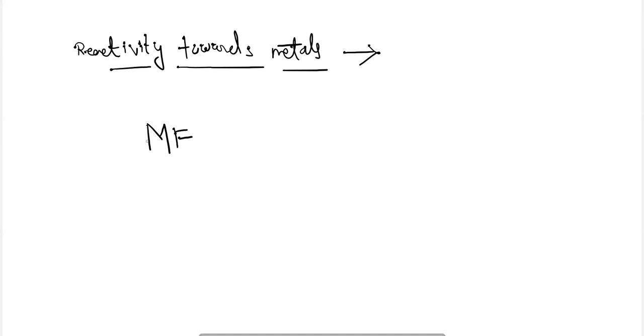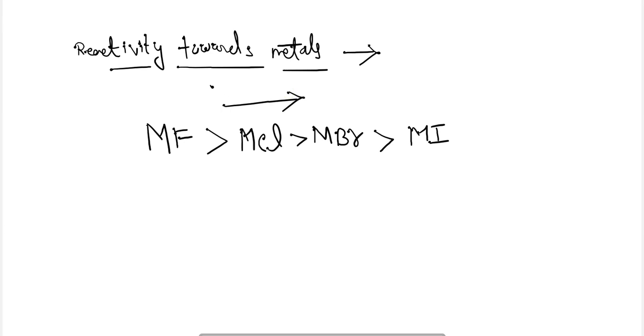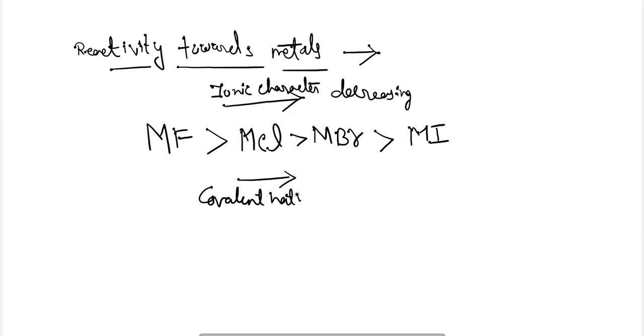So generally they will form ionic compounds only. But as we go down the group, for MF, MCl, MBr, where M is a monovalent metal, we will see that the ionic character is decreasing while the covalent nature is increasing.